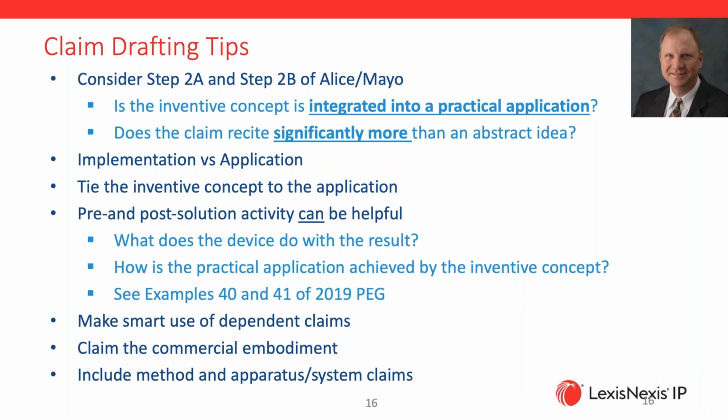And a good example of it, if you go back to the Diamond versus Diehr case, was the case where the claim was calculating the Arrhenius equation and then using the results of that to open a mold, right? So implementation would be calculating that Arrhenius equation using a computer, but that's not application. Application in that claim was using the results of that calculation to open a mold. And I think that's the key that made that allowable.